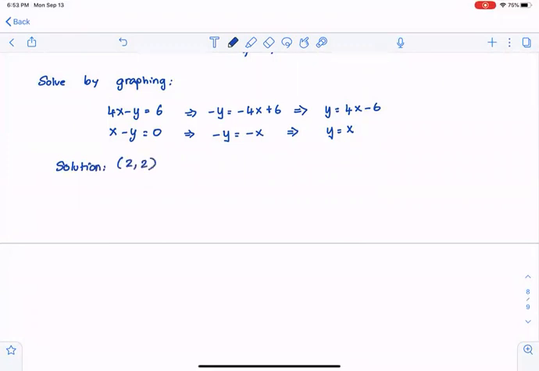Let's see if we got the correct solution. So plug in 2, 2. It's the very first equation. 4 times 2 minus 2 equals 6. 8 minus 2 would equal 6. 6 is equal to 6. Checks out. We're going to take 2, 2 and plug it in x minus y equals 0. So 2 minus 2 equals 0. 0 equals 0. It works out. So we have the correct solution.